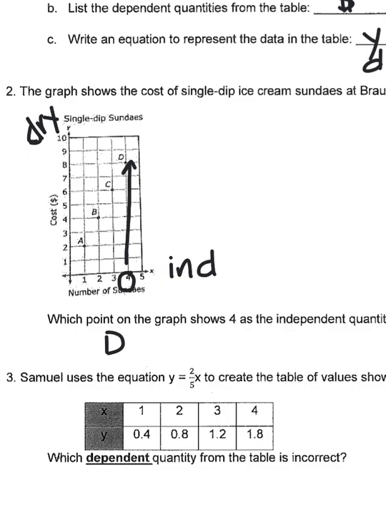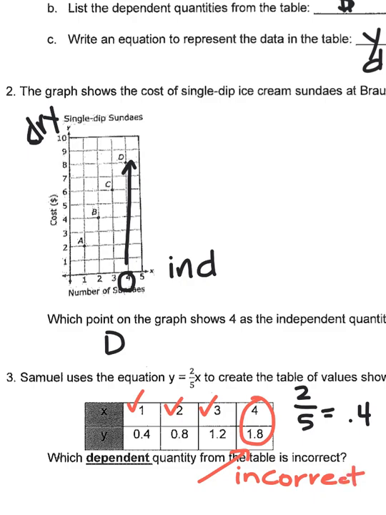Next. So we have an equation, y equals 2/5 of x, to create the values in the table. And it says, which one is wrong? So hopefully by now you know 2/5 is the same as 4/10. So 1 times 4/10 is 4/10. That's looking good. 2 times 4/10, 8/10. 3 times 4/10, 12/10. And then, if you know 4 times 4 is 16, you should recognize there's an issue. This should be 1.6, and they got a 1.8 there. So this one is incorrect.